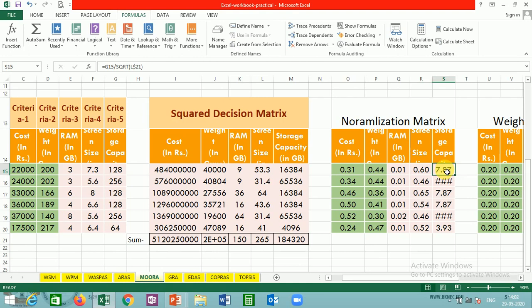G15 should be divided by L21. It should be M21. Actually I might have mistaken the formula. Sorry, this should be K21. Means we should refer to this particular value while dealing with this column. Just to make a tally, you need to check if this value is appearing more than once, it means you have made some kind of mistake. Just now we made a mistake, and we have rectified and corrected it.